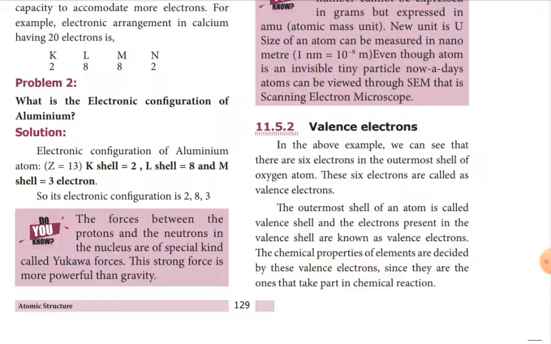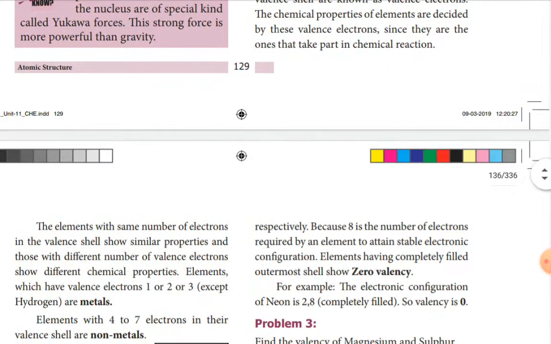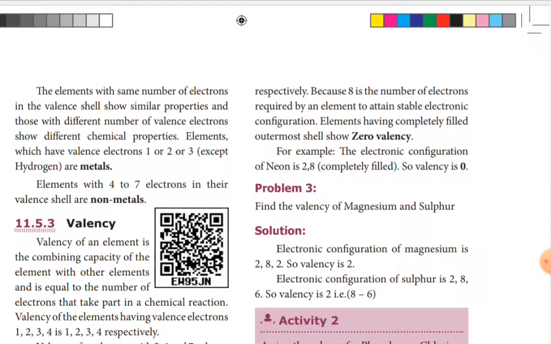The chemical properties of elements are decided by these valence electrons, since they are the ones that take part in chemical reactions. So the valency is decided by the valence electrons, because only these take part in the chemical reaction. That is, the electrons present in the outermost shell of an atom take part in the chemical reaction. Elements with the same number of electrons in the valence shell show similar properties. Those with a different number of valence electrons have different chemical properties.